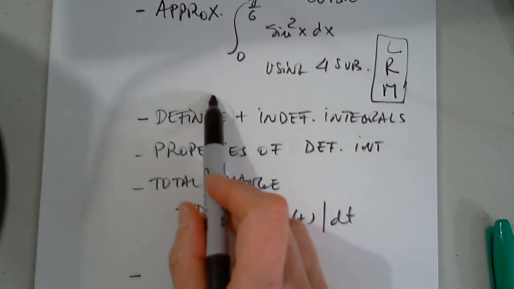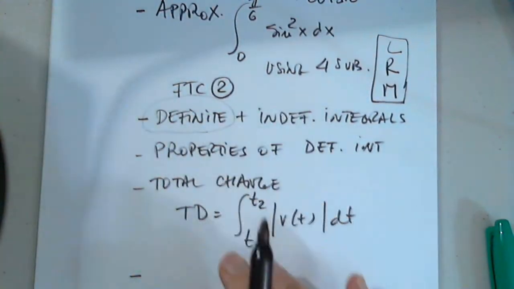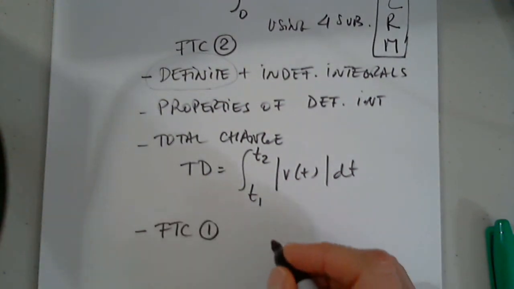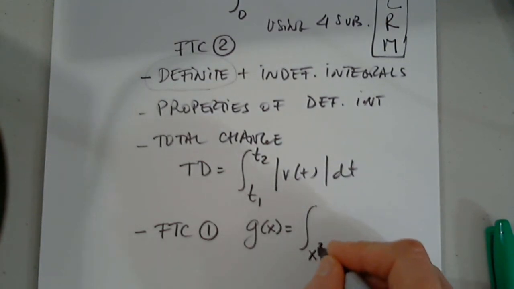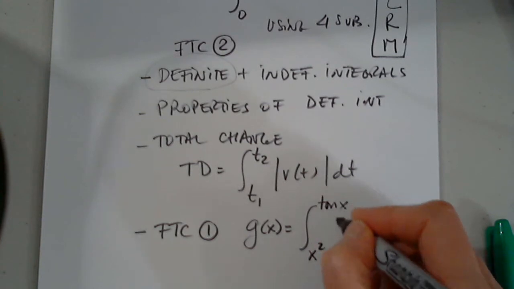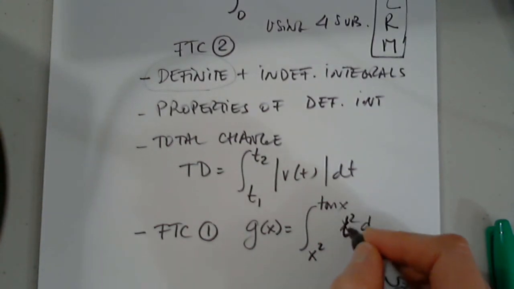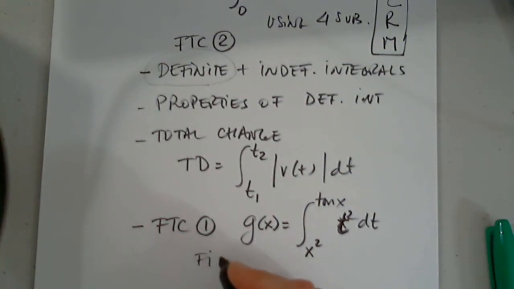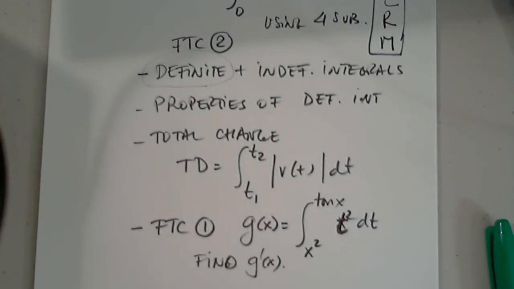So when I say definite, of course, I also talk about the fundamental theorem of calculus, part 2. And also here, fundamental theorem of calculus, part 1, in which I'm given, let's say, g of x is the integral from x squared to tangent x of t squared dt. It has to be a different variable. Find g prime. I cannot think of anything else.